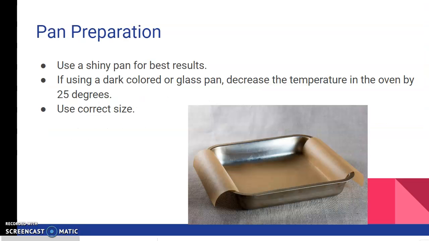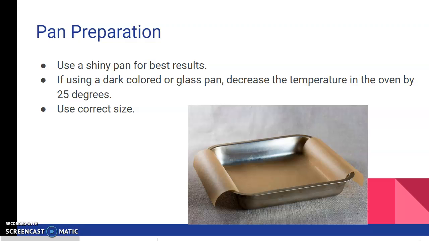Okay, so those are the ingredients, but what about the pan? Well, the best kind of pan to use is a shiny pan. This is going to give you the best results. But if you use a different kind of pan, like a dark colored pan, or if you use a glass pan, it's important that you decrease the temperature in the oven by 25 degrees.